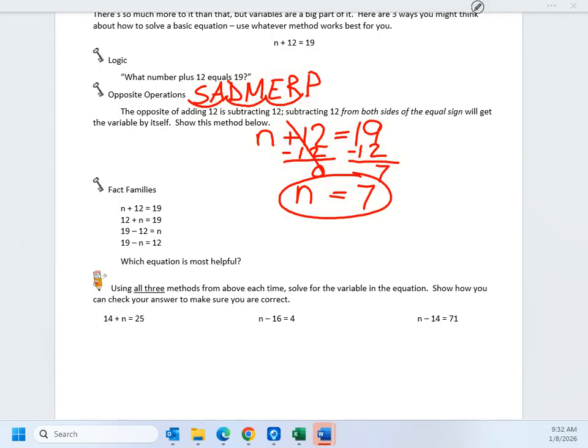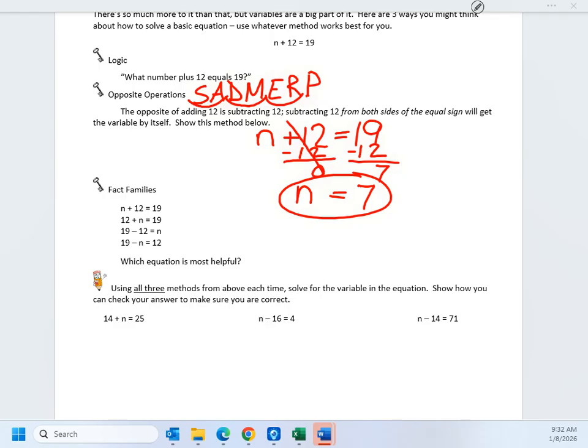Our last method is called fact families. So we know we have addition. We know we have 12 and 19. So we can write out all the different facts here. n plus 12 equals 19, 12 plus n equals 19, 19 minus 12 equals n, and 19 minus n equals 12. So think about those fact families. 2 plus 3 equals 5, 3 plus 2 equals 5, 5 minus 2 equals 3, 5 minus 3 equals 2, right? Does that make sense, how we're doing the fact families, the two additions and the two subtractions?